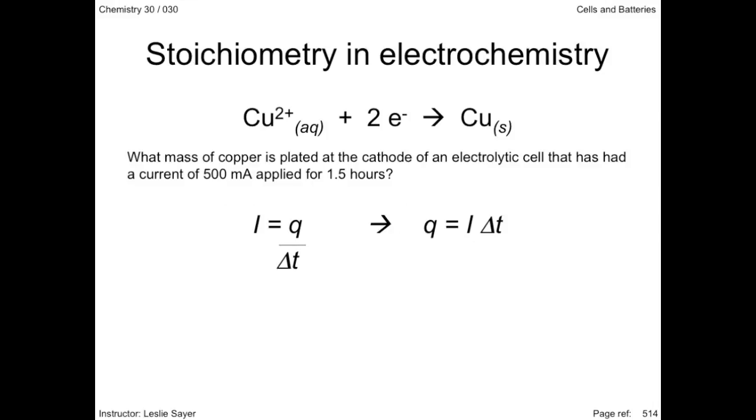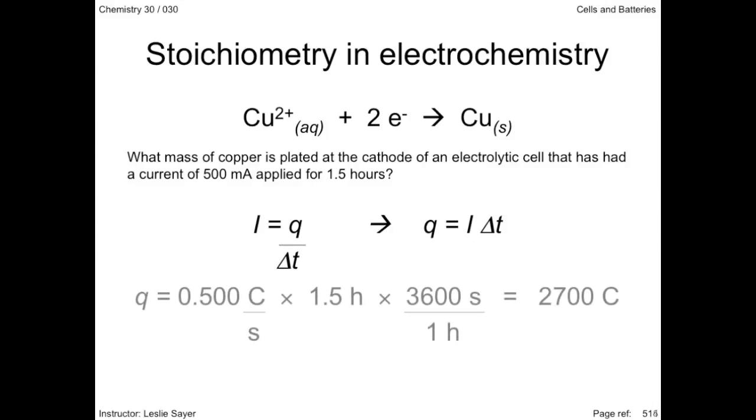First, we'll arrange the formula so we have it in terms of Q. Then plug in the numbers and solve. There are 1000 milliamps in 1 amp, so 500 milliamps is the same as 0.500 amps. So that the units will cancel, I substituted amps for coulombs per second. To convert the 1.5 hours into seconds, I use a seconds to hours conversion factor. So 2,700 coulombs of charge is sent to the cathode in 1.5 hours.